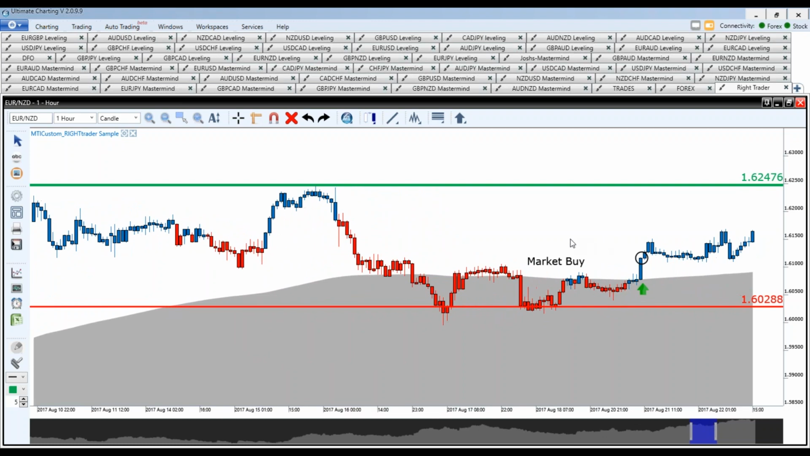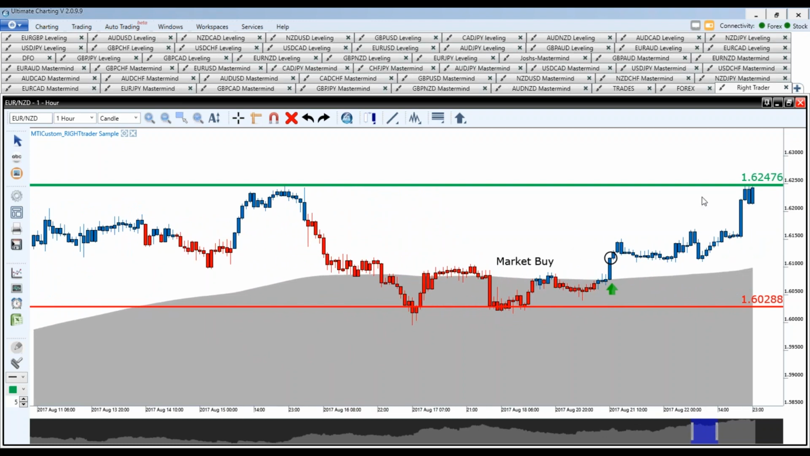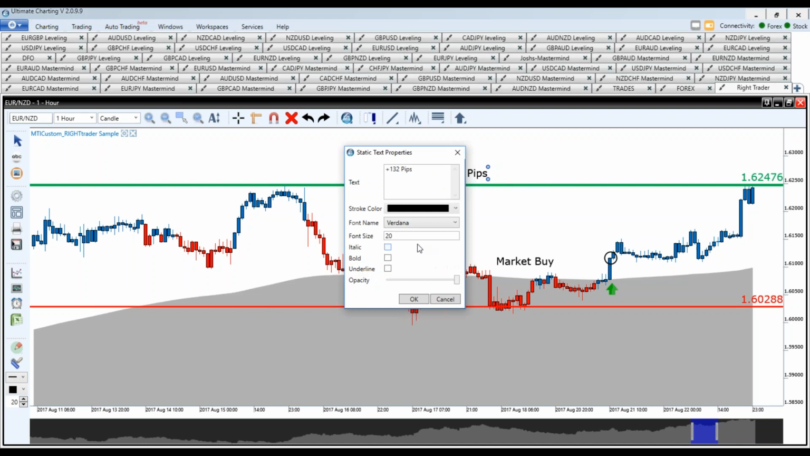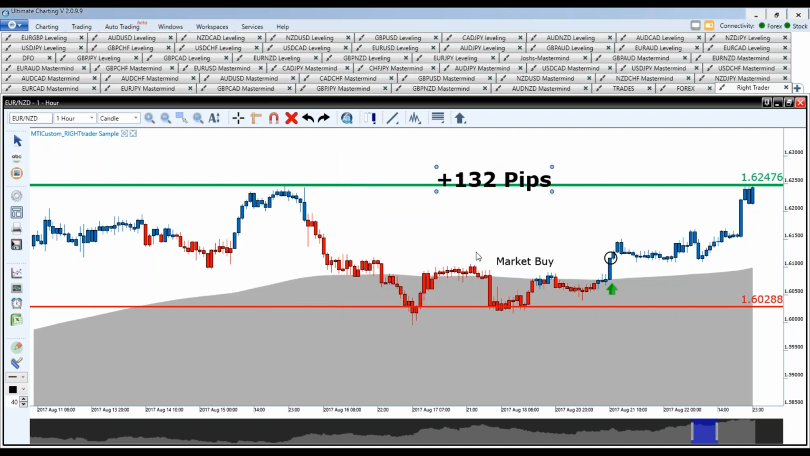You enter the market buying, and you hit your limit. You're done. So you hit your limit, you make 132 pips. You entered into the market buying. You had a stop and a limit. You walked away. You went to bed. You woke up the next morning and you were positive 132 pips. Would you be happy? Would that make you a happy person? Yes or no?